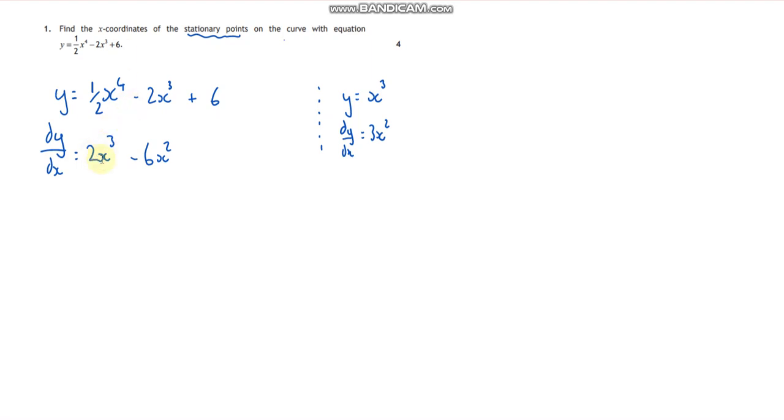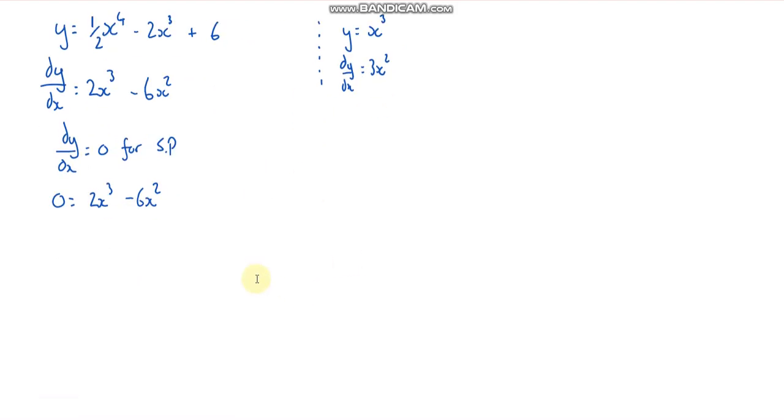I can now substitute in any value of x, and that will tell me the gradient at that point. So if I put in 1, it'll tell me the gradient at 1. If I put in 2, it'll tell me the gradient at 2, etc., etc. Now, I would like to know where the stationary points are. So I will start by saying, well, dy by dx is equal to 0 for the stationary points. I know that the gradient is 0. And if I look at this equation now, it's just a straightforward factorising equation, isn't it?